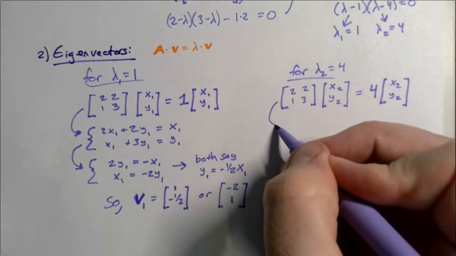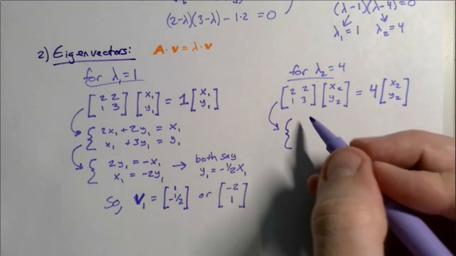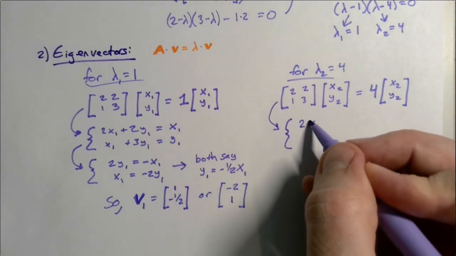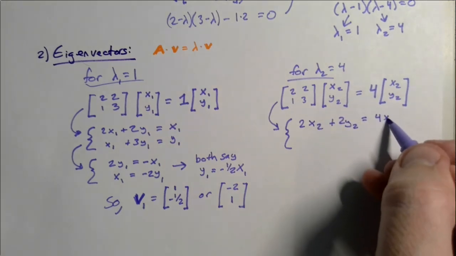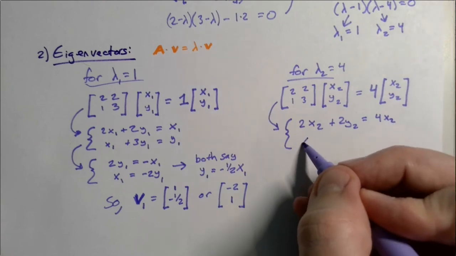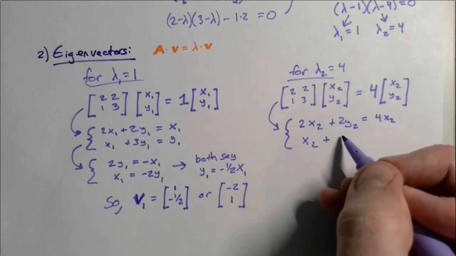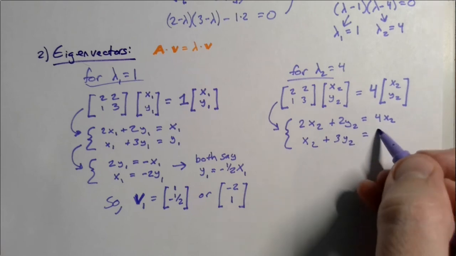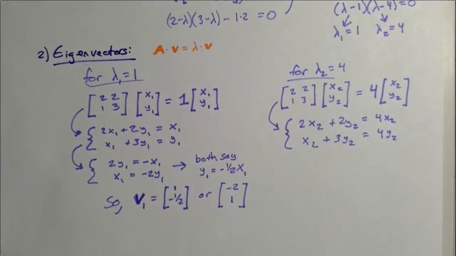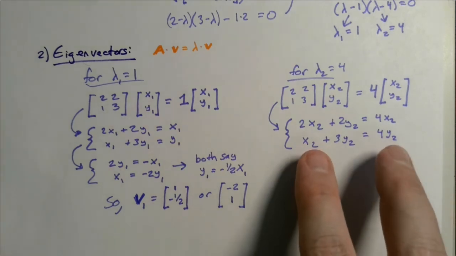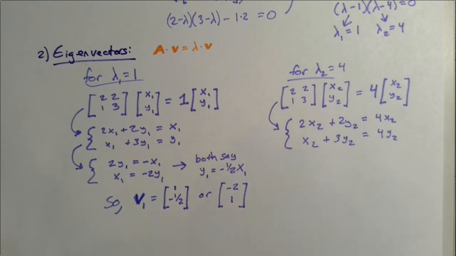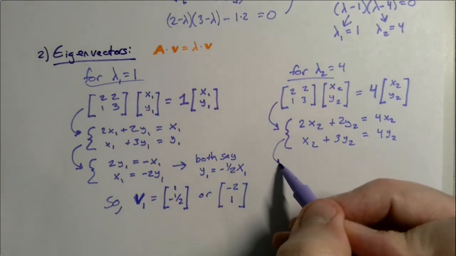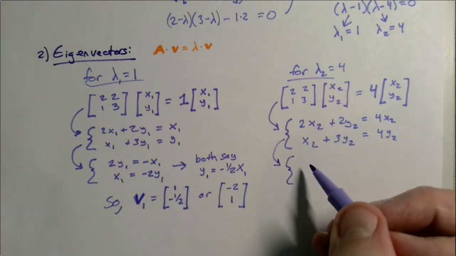So this system of equations that we get from here is a little bit different. Well, not on the left side, it's not. It's going to be 2x2 plus 2y2. And the right-hand side is 4x2. And the second equation is x2 plus 3y2 equals 4y2. And again, we're going to manipulate this system of equations until they tell us either the same thing or they tell us something like 0 equals 0, which is kind of duh. In this case, they're going to tell us the same thing.